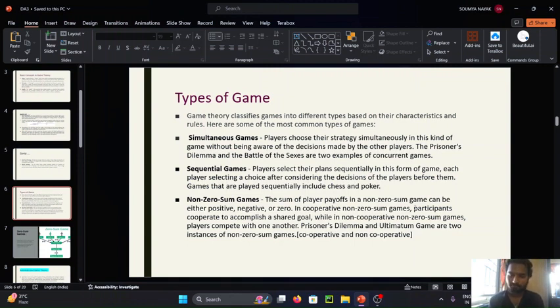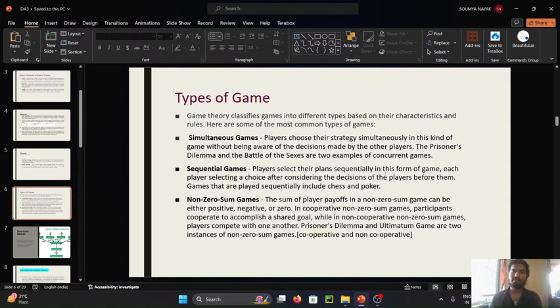In cooperative non-zero sum games, participants cooperate to accomplish a shared goal, while in non-cooperative non-zero sum games, players compete with one another. The prisoner's dilemma and the ultimatum game are what we are talking about in this slide: cooperative games and non-cooperative games. In the cooperative games, we have some characters who can cooperate with each other to accomplish a goal, and based on that they get their merit points or rewards. Suppose a person does not cooperate with the other person and simply accomplishes his own goal without any cooperation, then he will get some reward, as well as some negative points. The same goes for the other person. If they cooperate, then both of them will get the rewards.